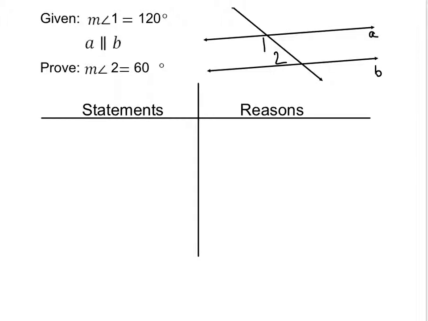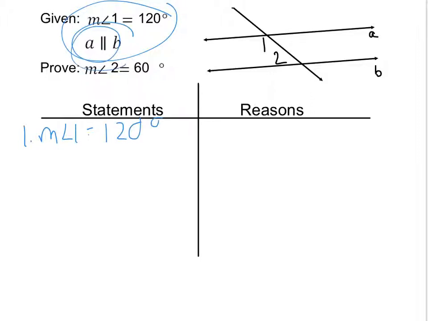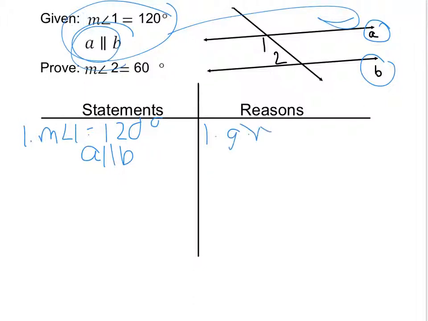Okay, so then if you're ready, you're given information. We always know that, so we need to write down this piece. So our first step is m angle 1 equals 120 degrees. And then this piece right here means that A is parallel to B. And as you see in our picture, this is line A, this is line B, so it's just letting us know that the two lines are parallel to each other. And we know our first reason is given.